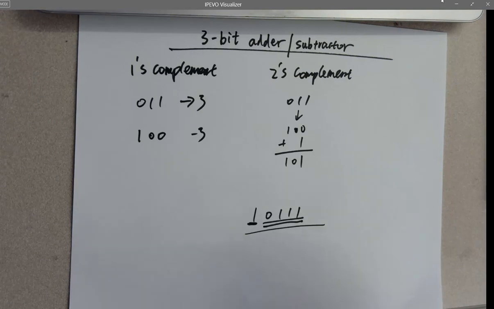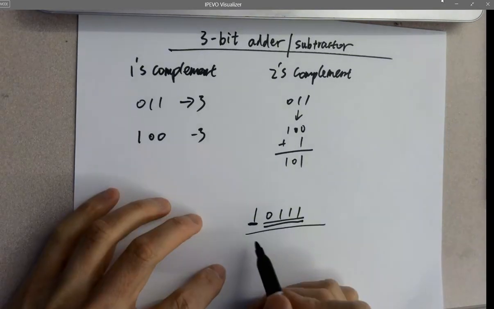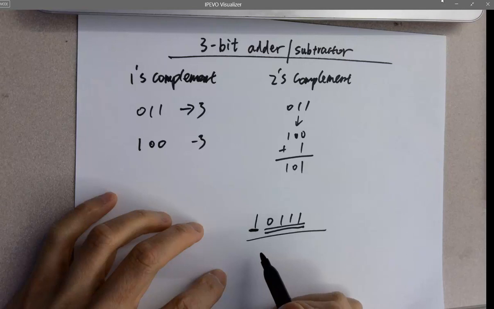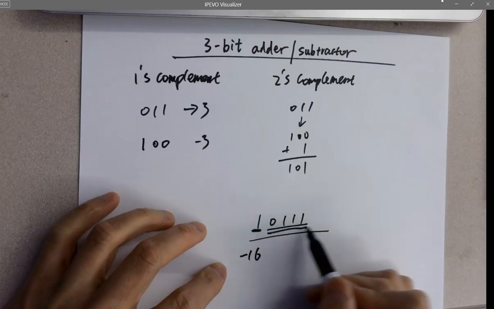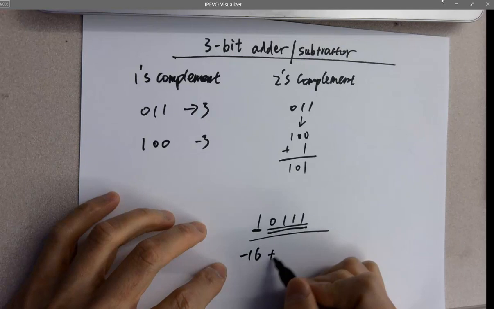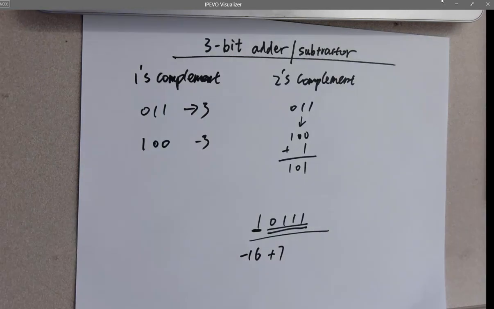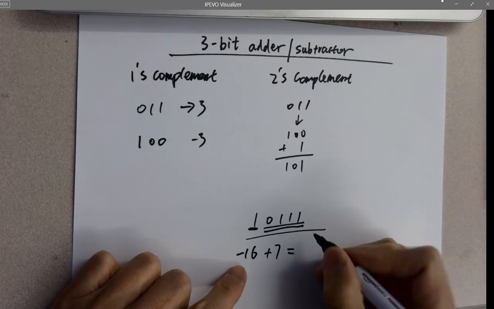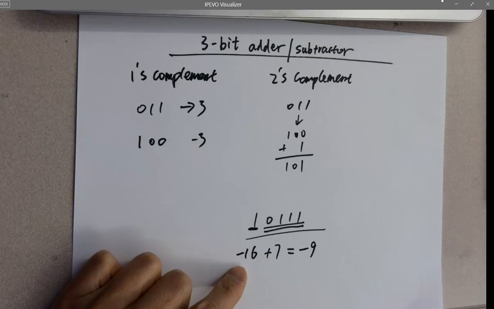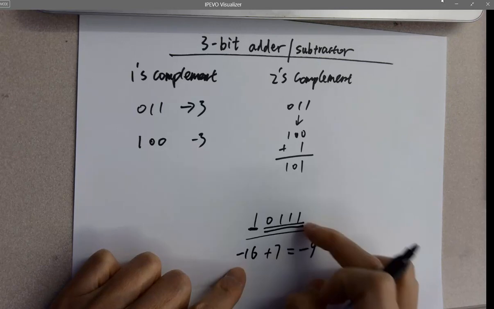2 to the 4th, right? 16. So in here, it becomes, yeah, -16. So what are these? 7, right? You won't pass any interview if you're still doing this kind of slow calculation, right? So it's going to be -16 plus 7, which is -9, right? So this is -9 in two's complement.